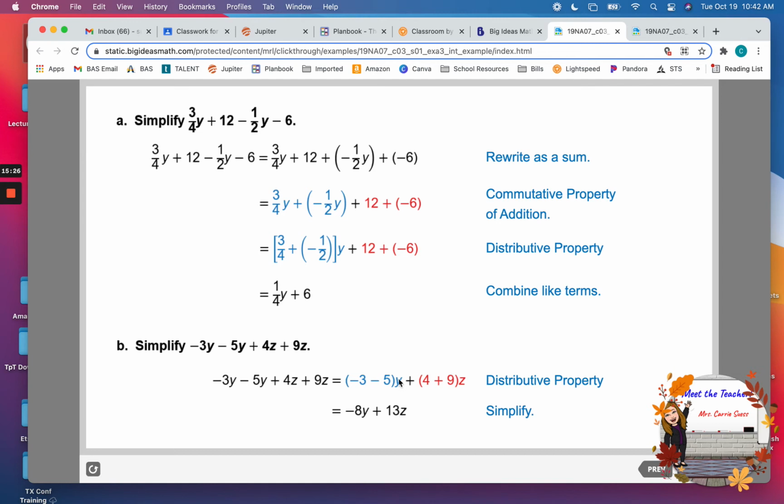Okay? Now, if this is difficult for you, if looking at the undistributed version is hard, then just go over here and say, well, what's negative 3 minus 5, and put the y on the back of it. That's fine too. The undistribute is really important for you to learn, but we can work on that.